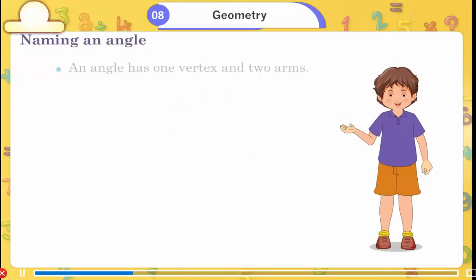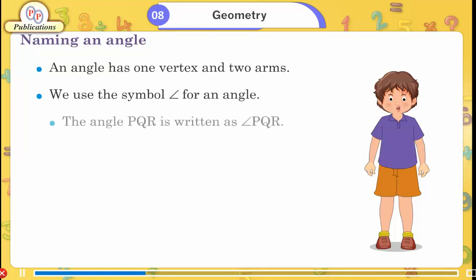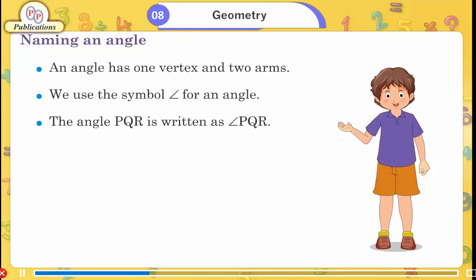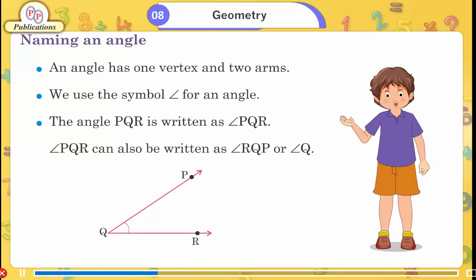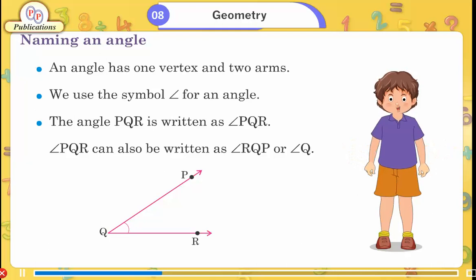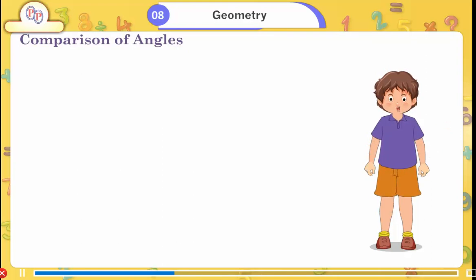Naming an angle. An angle has one vertex and two arms. We use the symbol ∠ for an angle. The angle PQR is written as ∠PQR. Angle PQR can also be written as ∠RQP or ∠Q. Angle PQR.